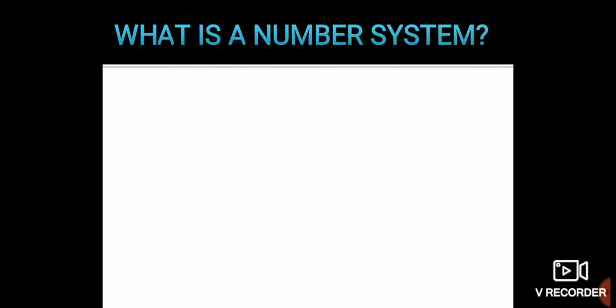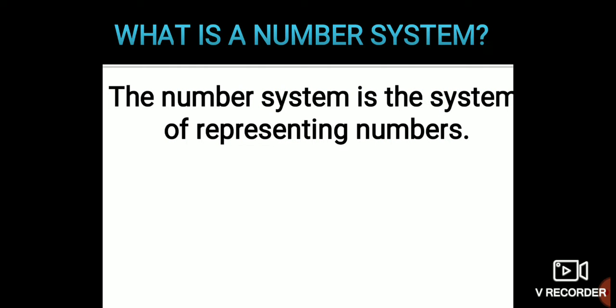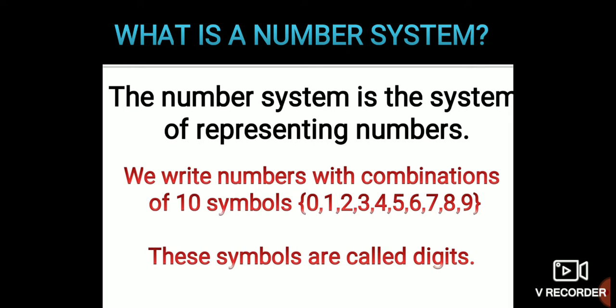What is a number system? The number system is the system of representing numbers. We write numbers with a combination of 10 symbols: 0, 1, 2, 3, 4, 5, 6, 7, 8, 9. These symbols are called digits. With these digits, the combination of these digits makes a number.